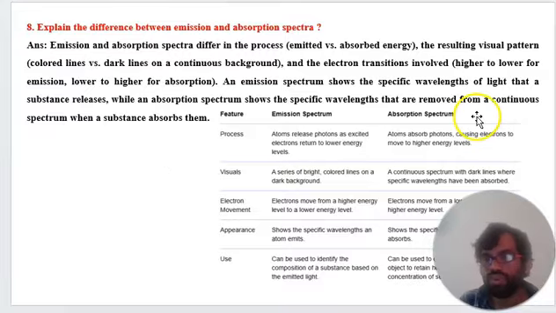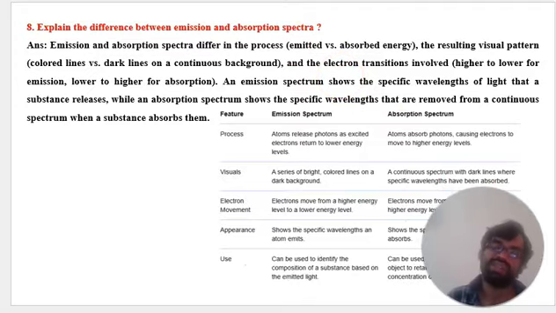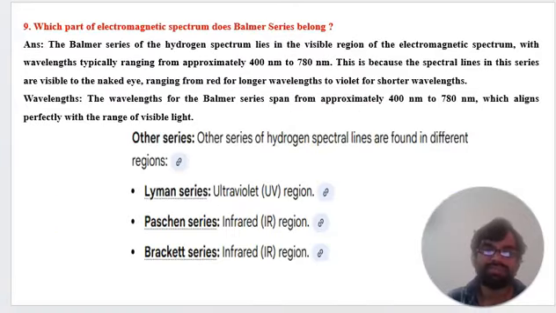The emission spectra shows the specific wavelengths of light that the substance releases, while the absorption spectra shows the specific wavelengths removed from the continuous spectrum when the substance absorbs them. I wrote the specific points about emission spectra and absorption spectra here. You can go through them and understand the differentiation between them. Right? Coming to the next one, the ninth question is, which part of the electromagnetic spectrum does the Balmer series belong to? It is a very short answer question, important.